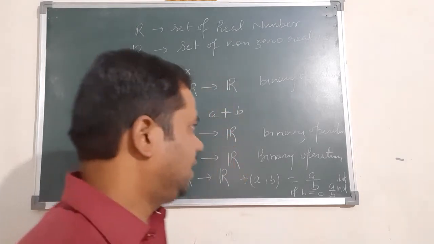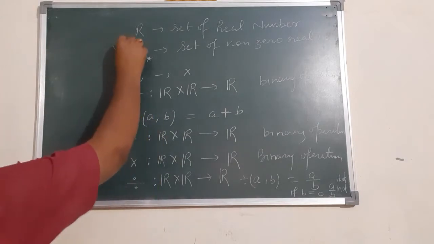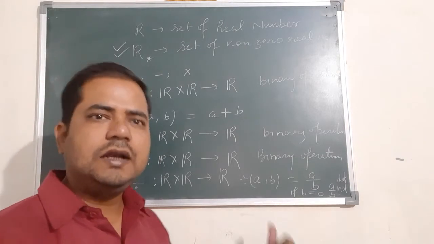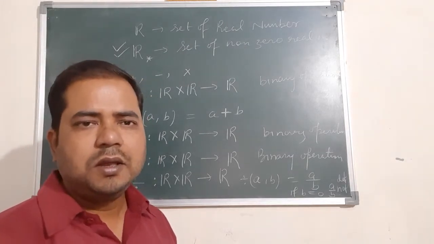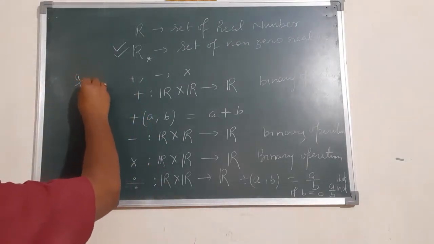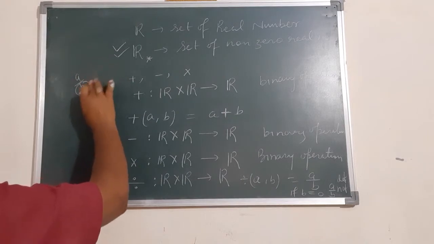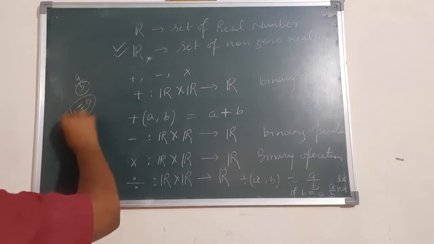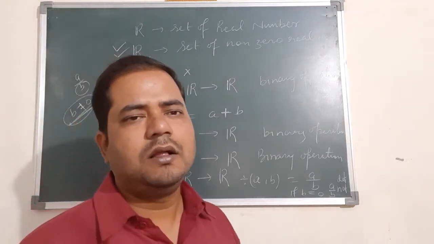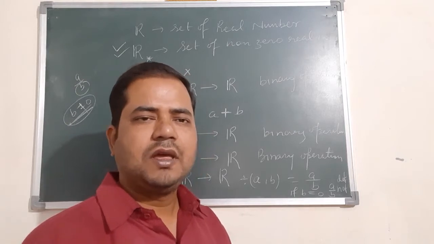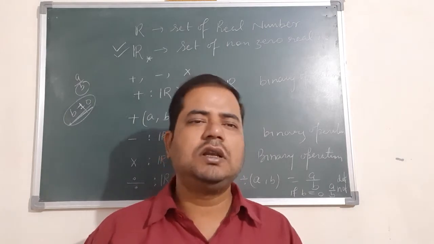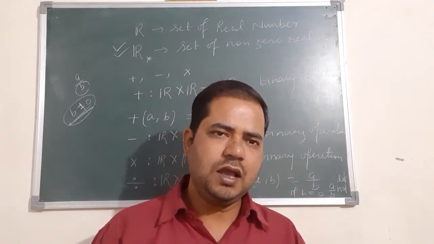Okay? But if we consider R star, the non-zero real numbers, then it is a binary operation. Why? Because for non-zero real numbers, there is no chance that b is 0. That means b does not equal 0. Then a by b is again a real number. Hence you can say on the set of non-zero real numbers, division is also a binary operation. Okay, so note it down.